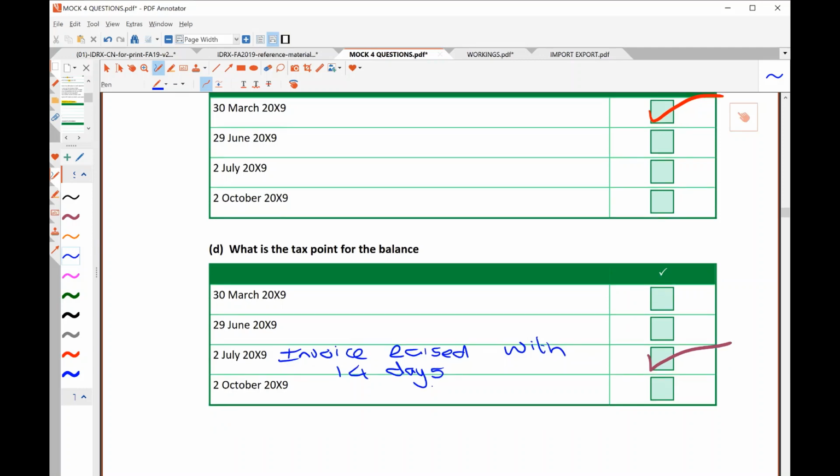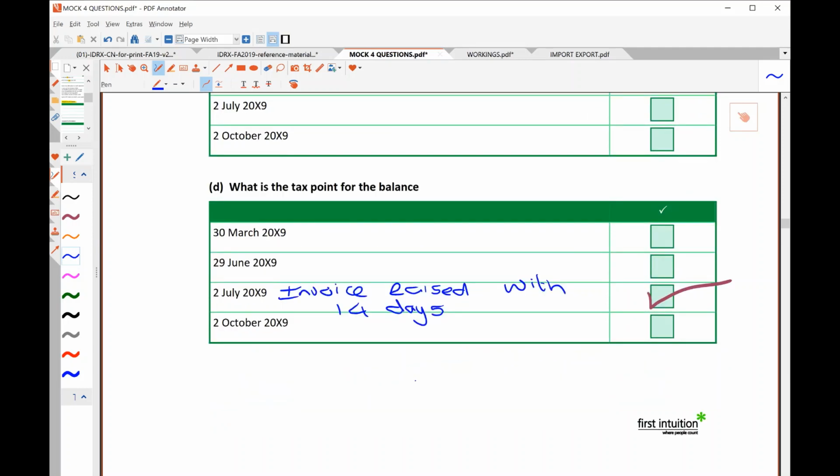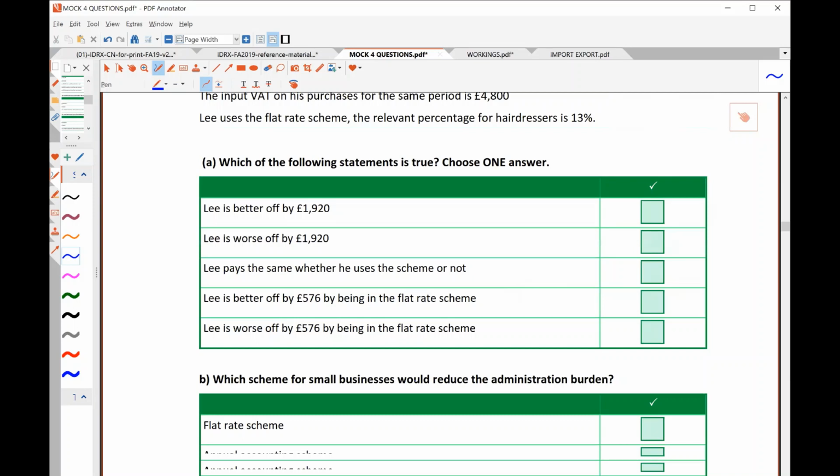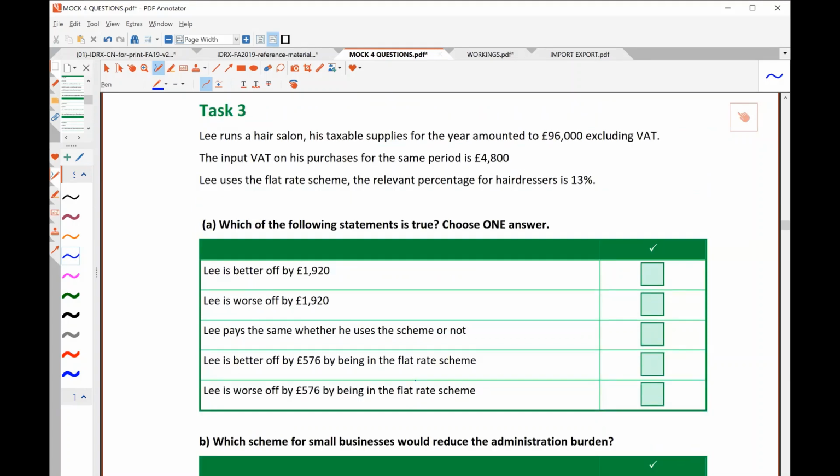Very, very quick. Right. Lee runs task 3. Lee runs a hair salon. His taxable supplies for the year amounted to £96,000, excluding VAT. So that's my net figure. Would you all agree on that? The input VAT on purchases for the same period was 4,800. Now, input VAT is VAT that you can claim back. Output VAT is VAT that you have to pay out to the VAT man.